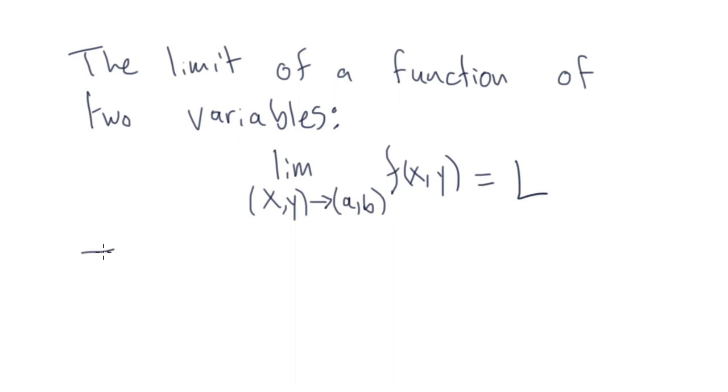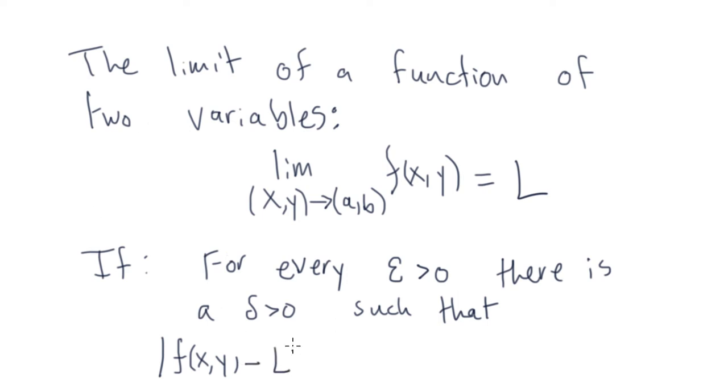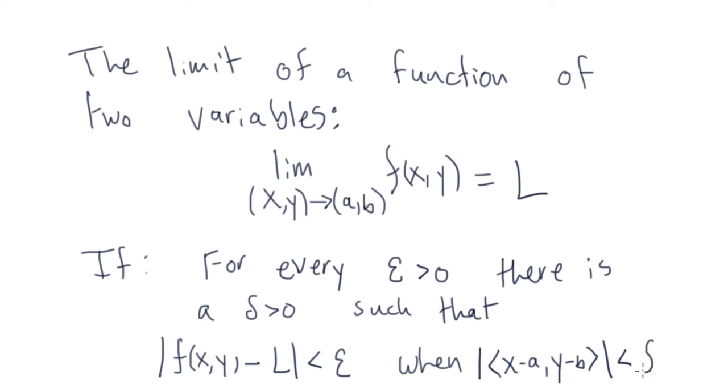Let me write this. If, for every positive number epsilon greater than 0, there is, or we can find, a positive number delta greater than 0, such that the absolute value of the function minus L is going to be less than this number epsilon whenever the length of this vector (x minus a, y minus b) is less than delta.